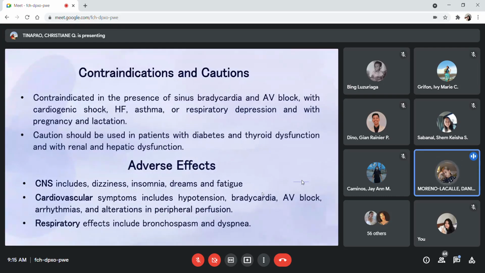And then these are the side effects. In the respiratory effects, there is bronchospasm and dyspnea. Bronchospasm is difficulty breathing, and dyspnea is shortness of breath. Next slide, please.